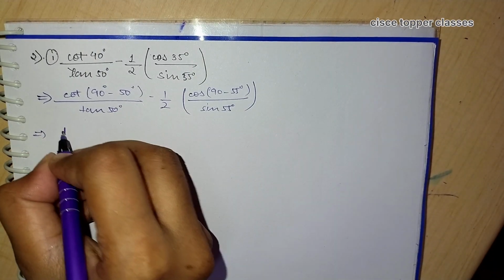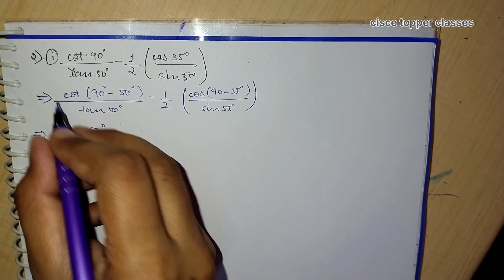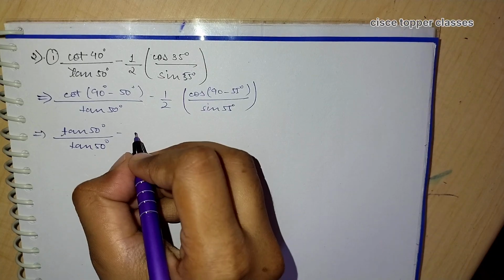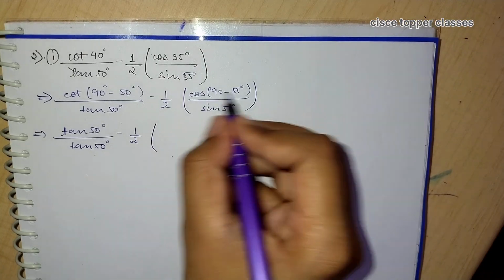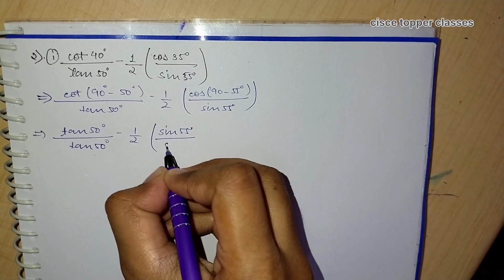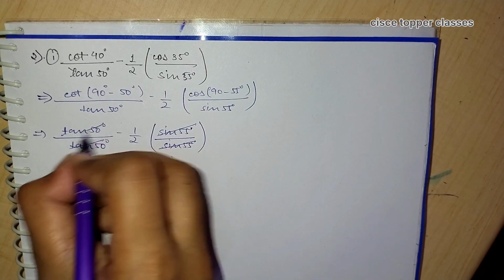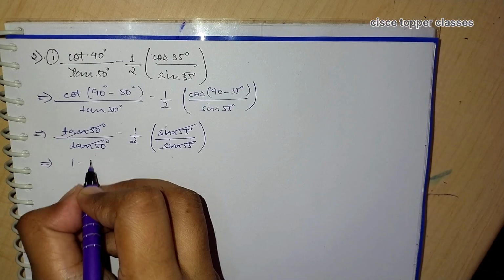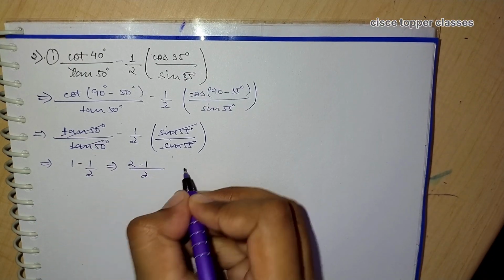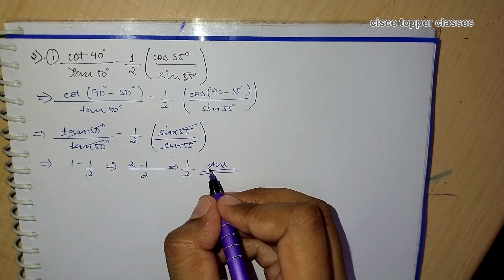So on changing the ratio, cot (90 minus theta) is tan theta, and here tan theta is already tan 50 degree, minus 1 by 2, cos (90 minus 55) will be sin 55 degree, divided by sin 55 degree. So this will be cancelled out, this will be cancelled out. So 1 minus 1 by 2. On taking LCM, this will be (2 minus 1) by 2. So 1 by 2 is the final answer in question number 2 first part.